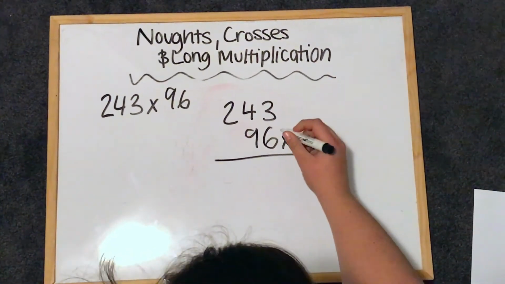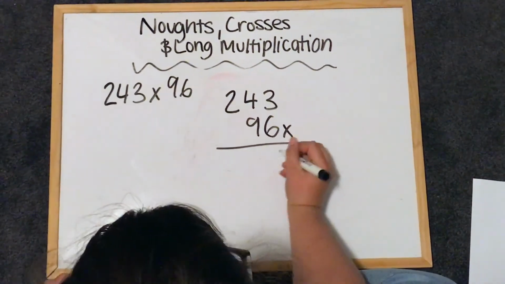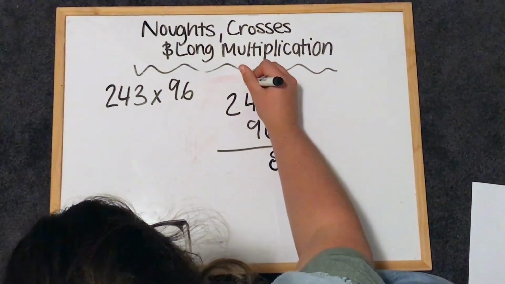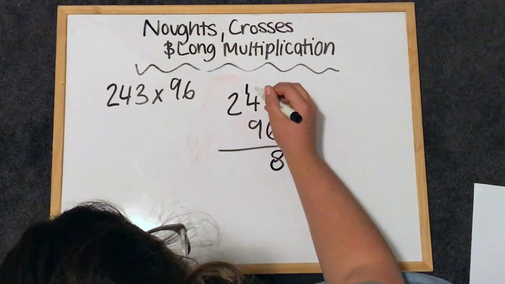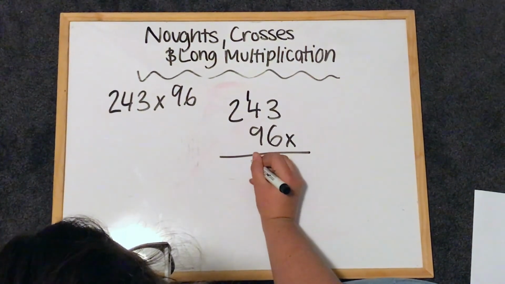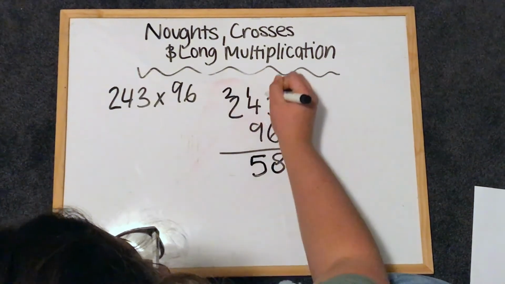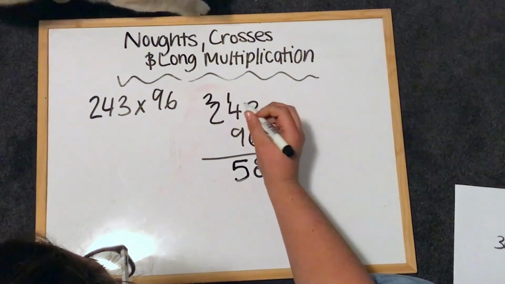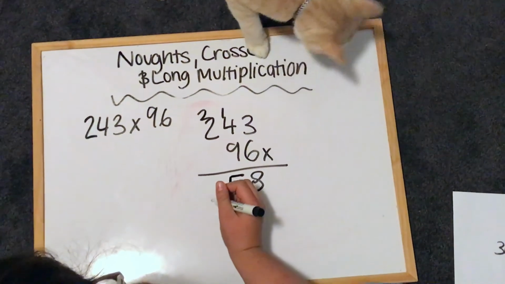First we need to do 3 times 6. This is equal to 18. We're going to keep the 8 and trade the 10 ones for 1 ten. Now we need to do 6 times 4. This is equal to 24 plus our 1 is equal to 25. Keep the 5 and trade our 20 tens for 200s. Now our final sum will be 6 times 2, which is equal to 12, plus our 2 is equal to 14.